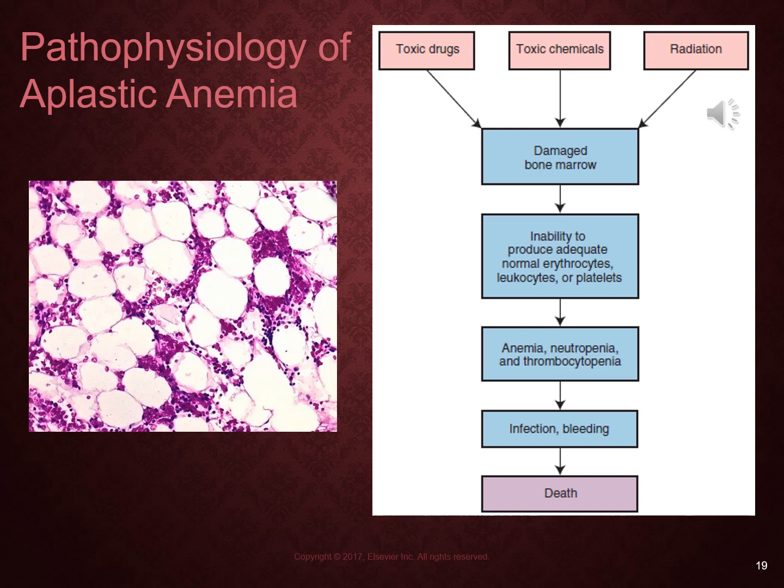Aplastic literally means not developing, so the bone marrow does not produce cells. This can also be congenital, by the way. So you have your bone marrow that's damaged. It can't produce any of the cell lines, so it can't produce erythrocytes, leukocytes, or platelets. So you get anemia, neutropenia, thrombocytopenia, and you can also call this pancytopenia. Everything is decreased, which leads, of course, to infection and bleeding, and if it's left untreated, this can be fatal.